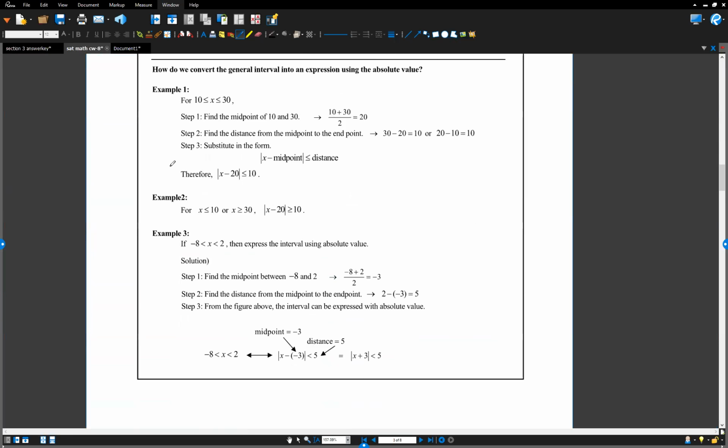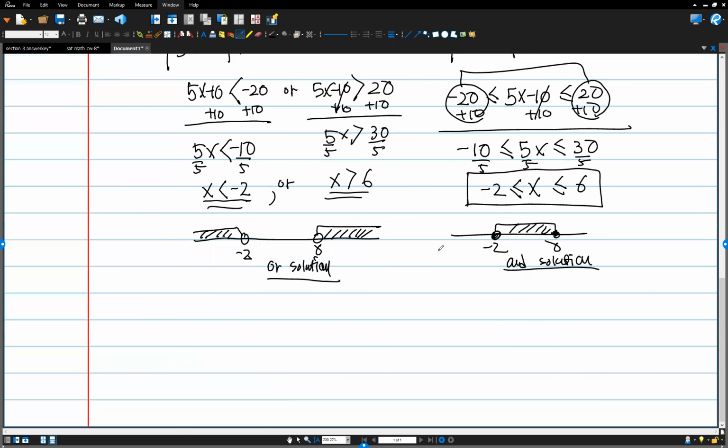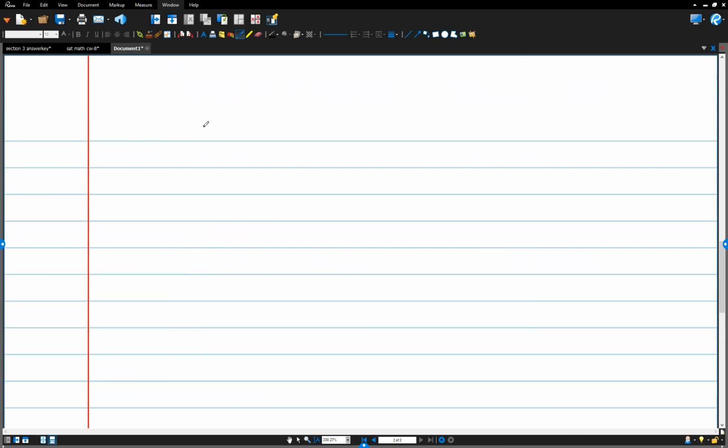All right, we did this one. Now, how do we change this interval using absolute value? We're going to try this because many times they give this type of question. Change the expression from general interval notation to absolute value.